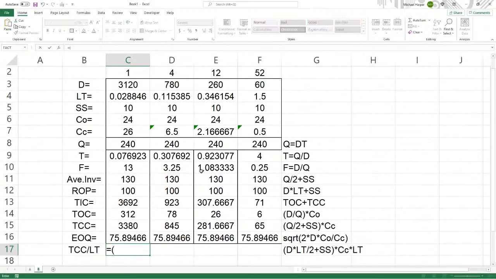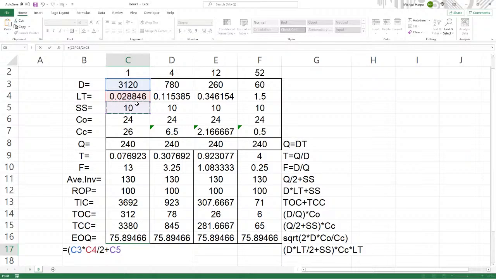Equals, open parenthesis, our demand times lead time divided by 2, plus our safety stock. We're going to carry half of our demand, because demand times lead time is decreasing, so it's only half of that. It's a linear trend, a constant demand, but the safety stock does not decrease, it's constant.